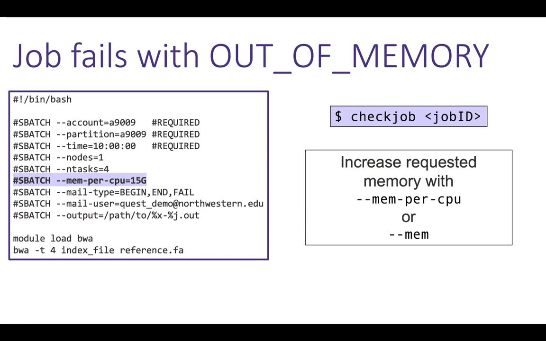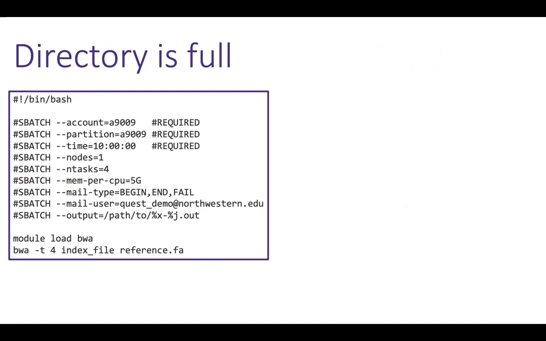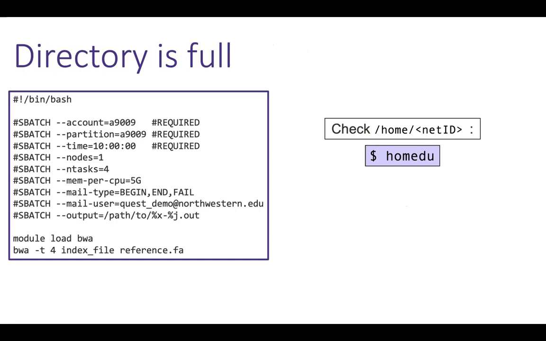You may also encounter errors if your home directory or your project directory is full. Quest users are granted a certain amount of storage in their home directory. When this folder is close to being full, your experience on Quest will be more sluggish in general. You can check your home directory's disk usage by running the home du command. This command might take a while to complete, but it is a very useful diagnostic tool. If you are approaching the 80 gigabyte limit, move or delete files as necessary to free up space.